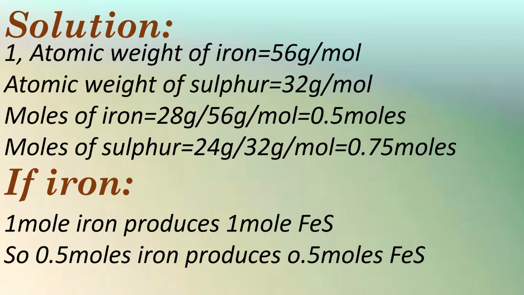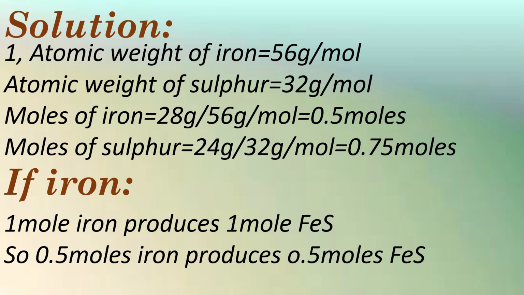Moles of iron is equal to 28 grams, as already given in the example, divided by 56 gram per mole, that is the atomic weight of iron. After solving, moles of iron is calculated to be 0.5 moles. Now moles of sulfur: 24 gram, the amount already given in the example, divided by 32 gram per mole, the atomic weight of sulfur. After solving, the moles of sulfur is calculated to be 0.75 moles.